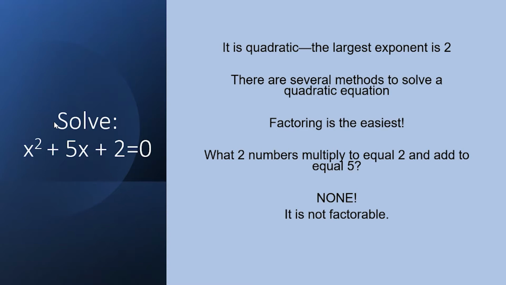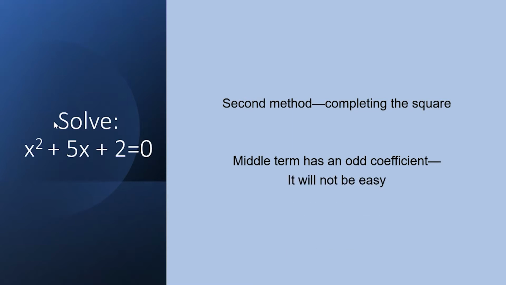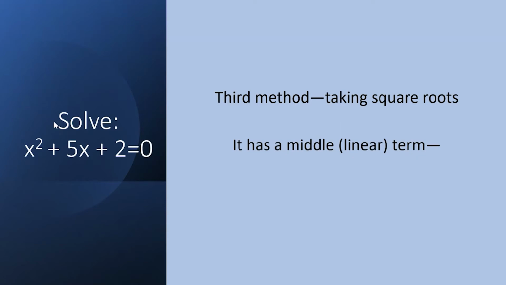Let's consider another method, by completing the square. This equation has an odd coefficient in its middle term, the 5. That will make it a little difficult to complete the square to solve this equation. So let's try another method. How about taking square roots? Since this equation has that middle term, the 5x, we cannot take a square root.